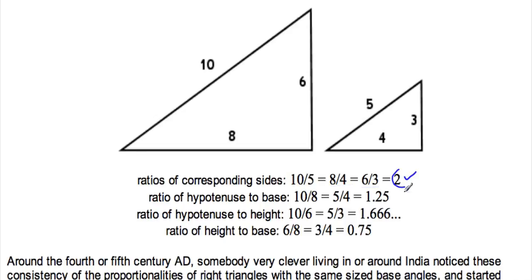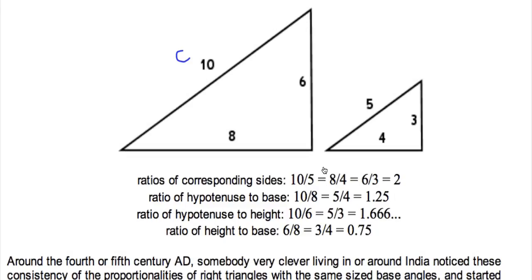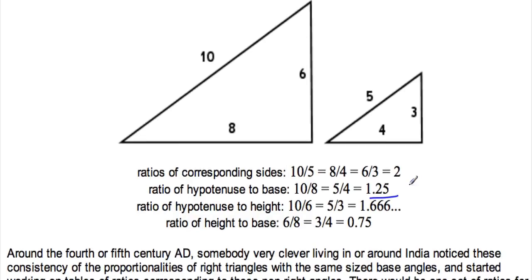Look also at the ratio of the hypotenuse to the base. Remember, the hypotenuse is the longest side. So this is our hypotenuse. It is the longest side of the right triangle. The ratio of the hypotenuse to the base is 10 to 8 and 5 to 4, which gives us a ratio of 1.25. Look also at the ratio of the hypotenuse to the height, 10 to 6 and 5 to 3. They also have the same ratio of 1.666.